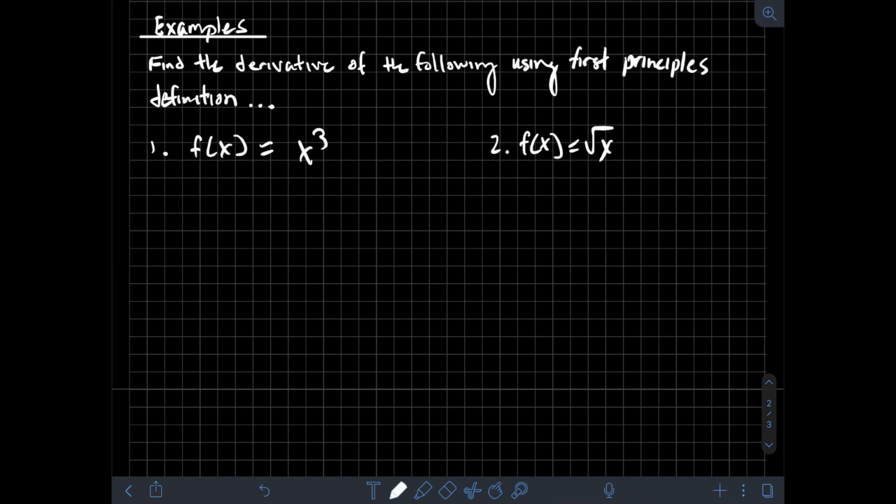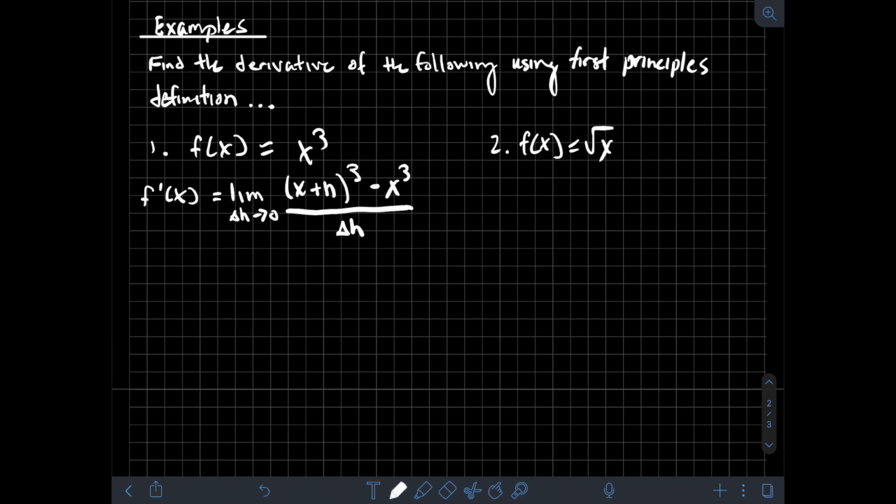real function. Alright, so now that we know how to find derivatives using the first principle's definition, let's do some examples. First off, we have f at x equals x cubed. So to start off, let's apply the definition of the derivative. So we have f prime at x is equal to the limit as h approaches 0 of x plus h all to the power of 3 minus x cubed over h.